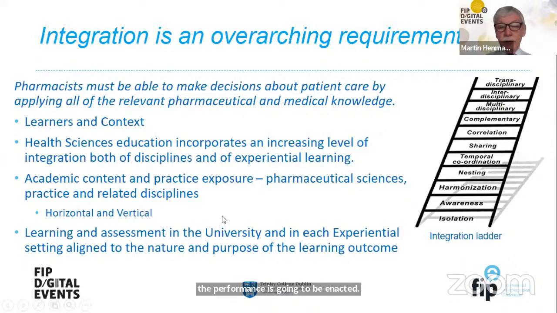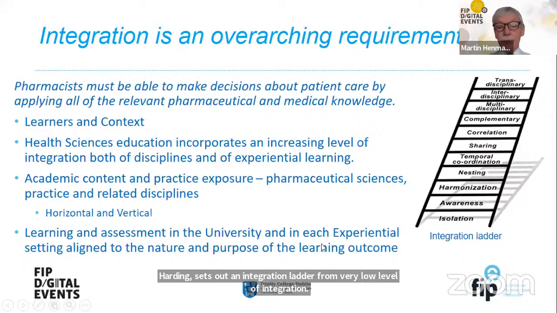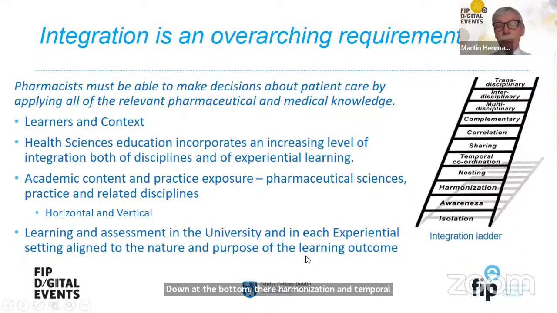Health sciences education incorporates increasing levels of integration, both of disciplines and of experiential learning. And this therefore means that there is both horizontal and vertical integration. The ladder on the right, which comes from a man called Harding, sets out an integration ladder from a very low level of integration down at the bottom there, harmonization and temporal coordination, and going right the way up to where we would hope to be, somewhere around multidisciplinary. And that this occurs across a year or across a segment of the course and vertically across the years or the different semesters or different core elements of the course.